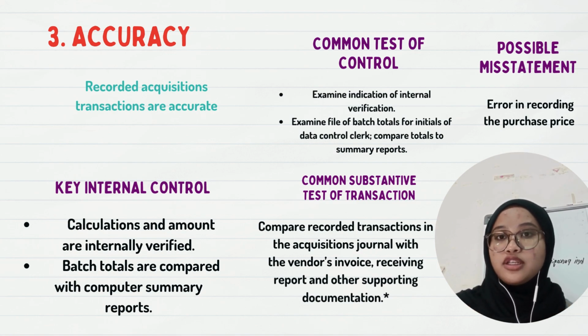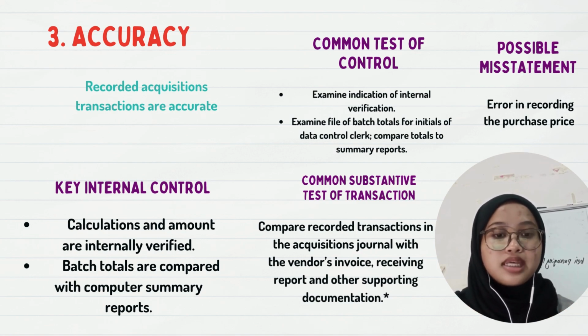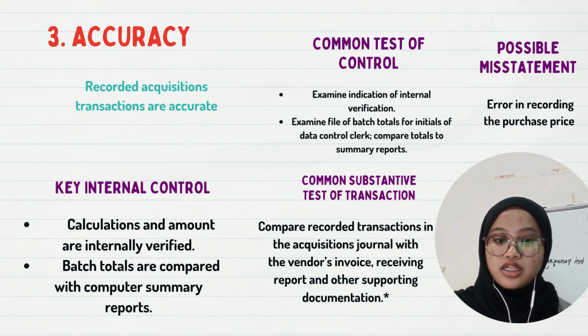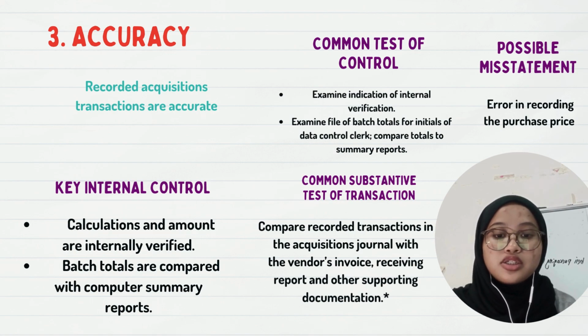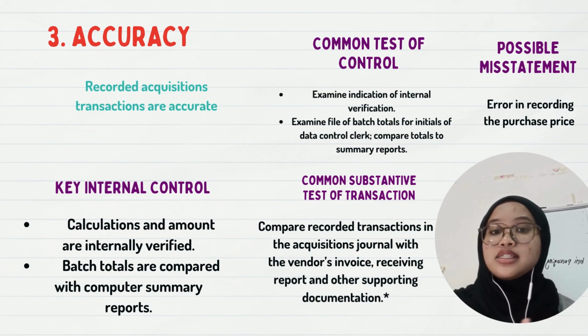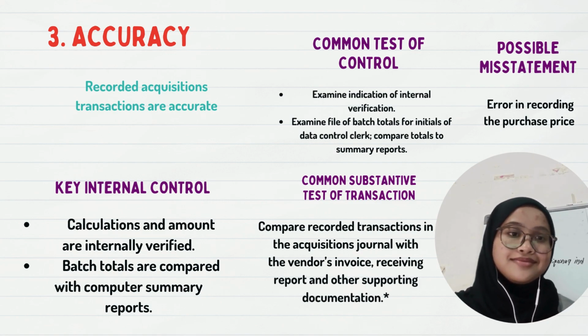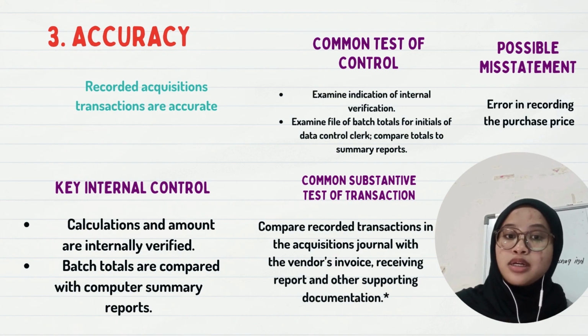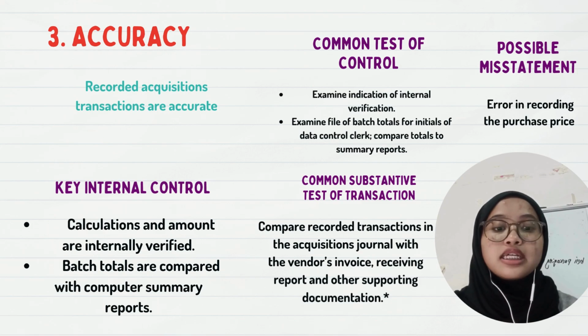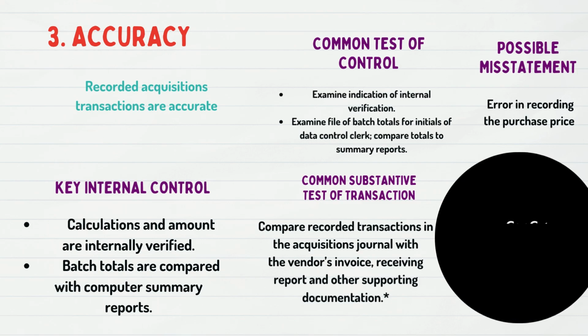Meanwhile, for the second procedure, common substantive test of transaction, we're going to compare recorded transactions in the acquisition journals with the vendor's invoice, receiving report, and other supporting documentation. Next, the possible misstatement for this is error in recording the purchase price.